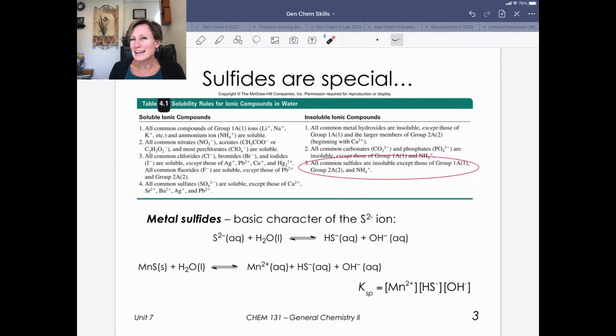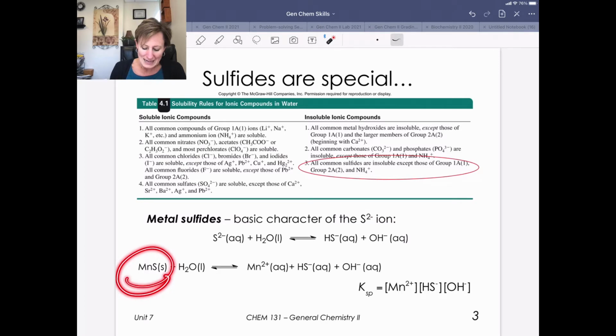Just a little side note here to think about sulfides. So here again we talked about all common sulfides are insoluble except those of group 1A, 2A, and then ammonium. So one of the things that we need to think about is if we've got sulfide in solution, there's an equilibrium that we can think about. Because sulfide is a pretty strong base, it's the conjugate base of a weak acid, any chemistry in water is going to generate hydroxide and HS minus. So we have this equilibrium that we need to think about.